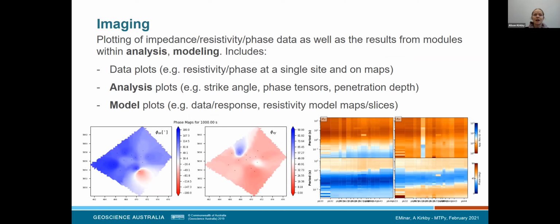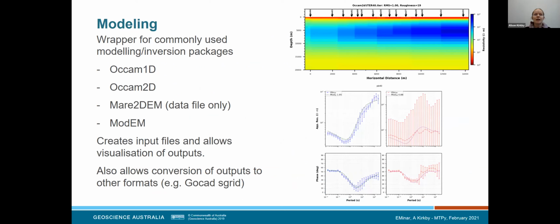Imaging, as the name suggests, is plotting: individual station plots, maps, sections, that sort of thing, so various types of analysis products and model visualization products. And finally, modelling, which is essentially a wrapper for some of the commonly used inversion codes. So these are the ones that we cover. MTPy doesn't actually do any of the inversion, but it creates the inputs for the inversion and then allows you to handle the outputs once you get them out again.